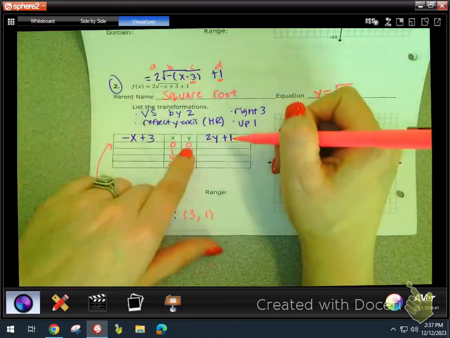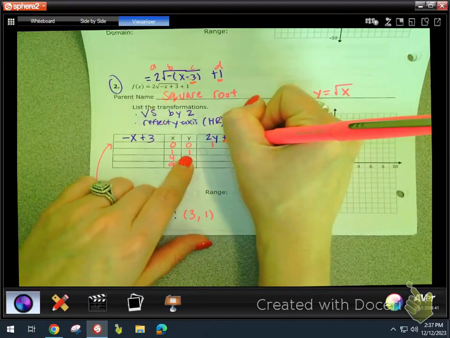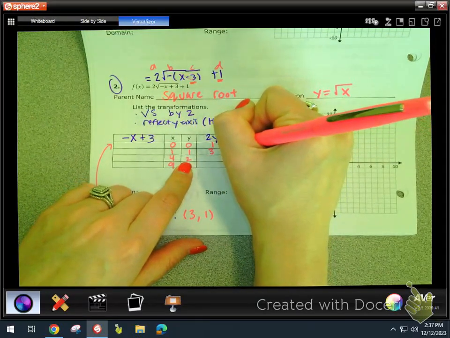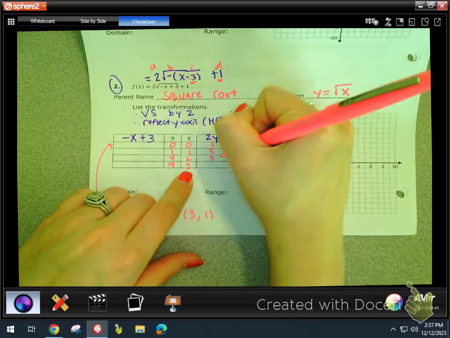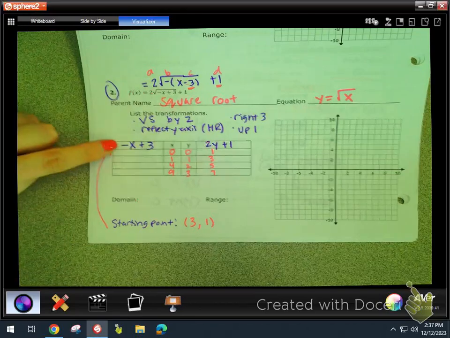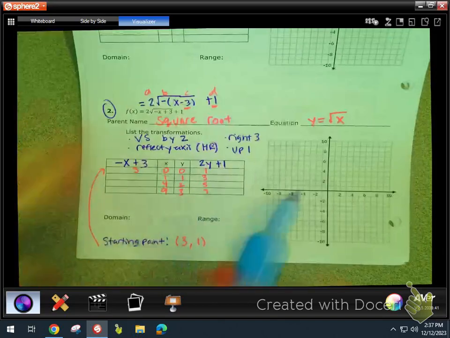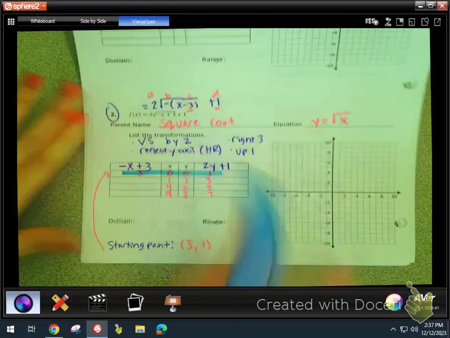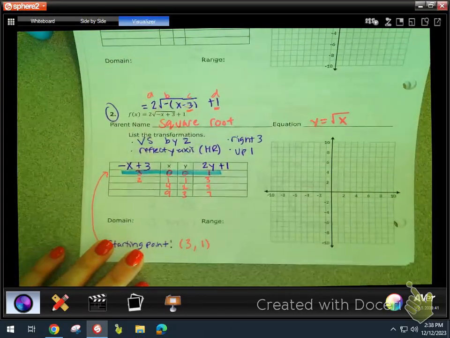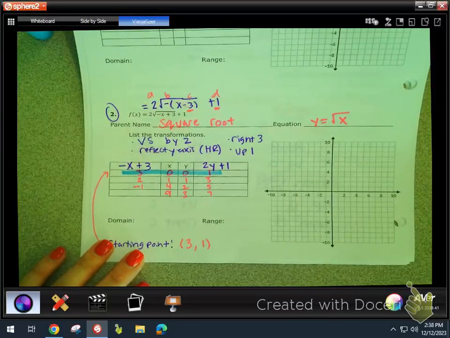All right, let's calculate our new y's just real quick. 2 times 0 plus 1 is? 2 times 1 plus 1 is? 2 times 2 plus 1? 2 times 3 plus 1? My x's, -0 plus 3 is, which there's that starting point right here. -1 plus 3 is, -4 plus 3 is, -9 plus 3.